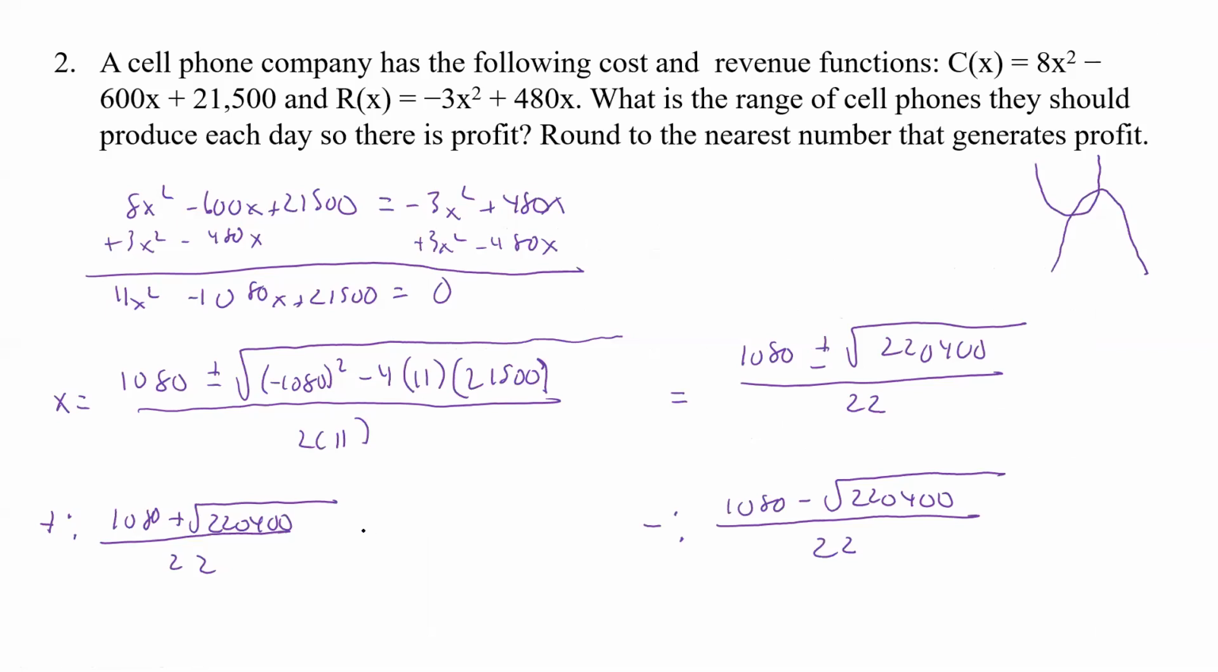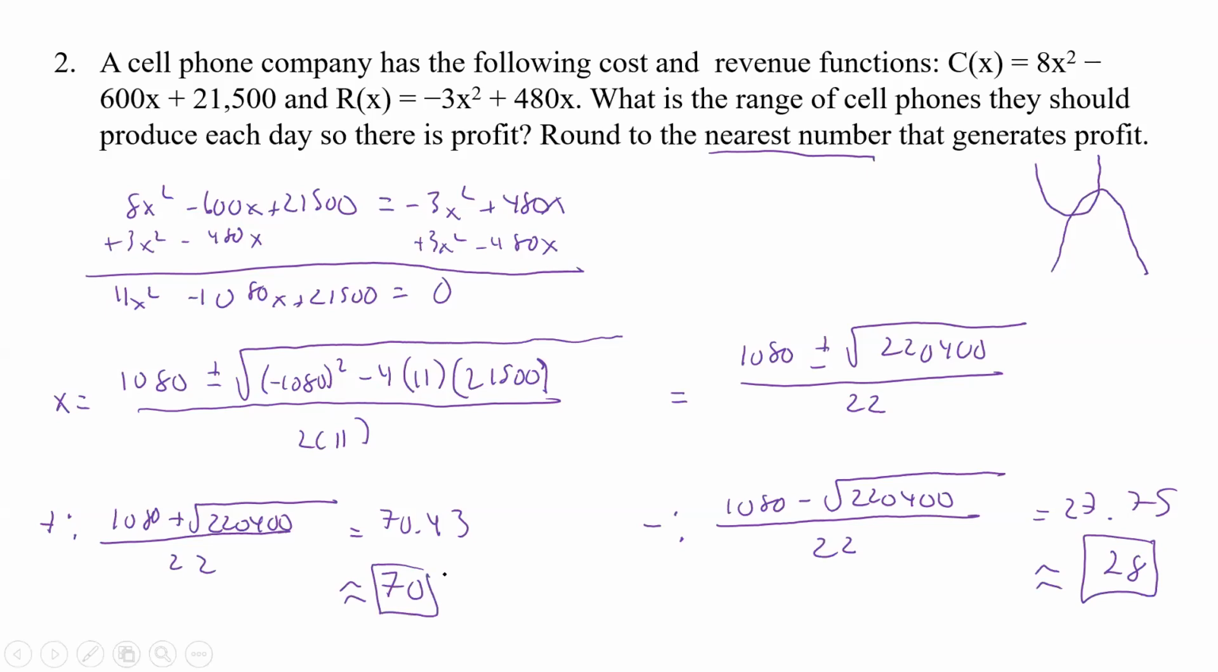So this one was 70.43 and this one was 27.75, if I remember right. And so the range of cell phones is going to be between 27.75 and 70.43, and we want it rounded to the nearest number. So that's going to be approximately 70, and this one's going to be approximately 28. Okay, so going from 28 to 70 is going to be the range.